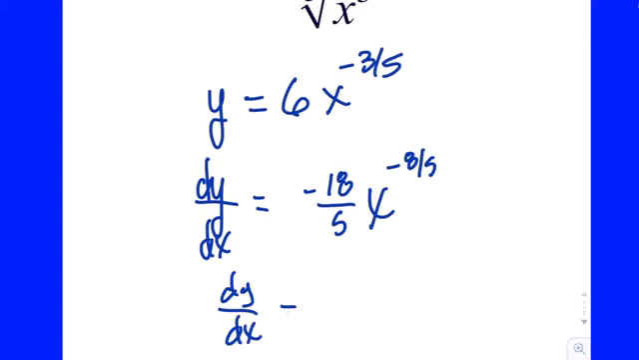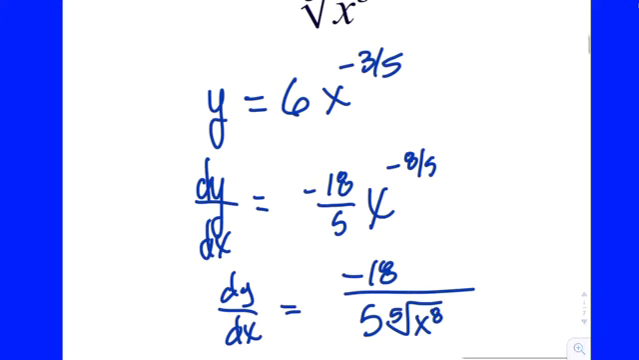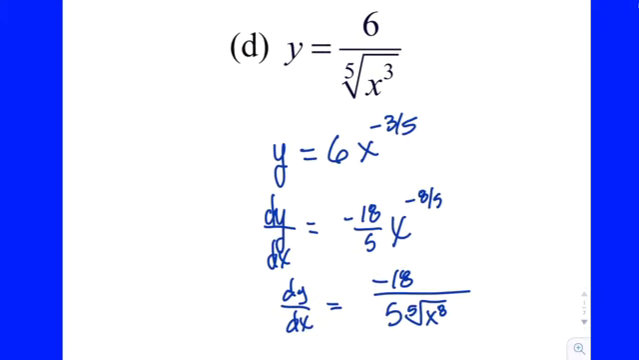And there's your derivative. And then if we clean it up, that's negative 18 all over 5 times the 5th root of x to the 8th power. That final cleaned up version is a lot nicer to use later on. Right now we're just practicing how to find them. We're going to be using these things for other things later in this chapter.